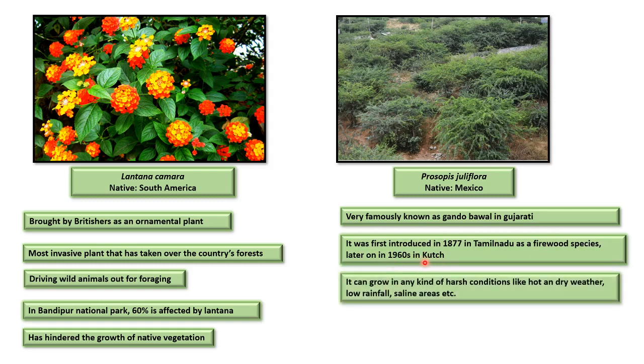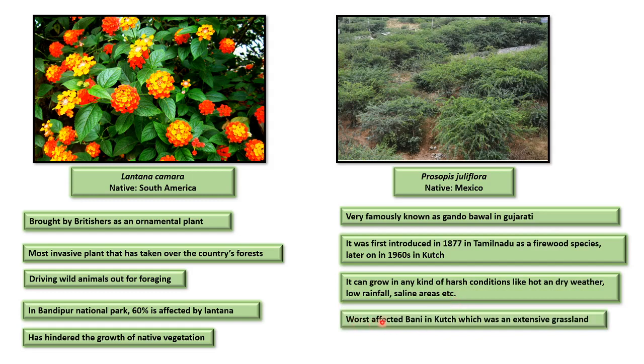This plant was introduced in Kutch to make the barren land of Kutch more green. But since this plant can grow in any kind of harsh conditions like hot and dry weather, low rainfall, saline areas, this plant was introduced in the Bani area of Kutch. But the Bani area of Kutch is the worst affected. Bani area was an extensive grassland which is totally occupied by this particular plant now, which is Prosopis juliflora.